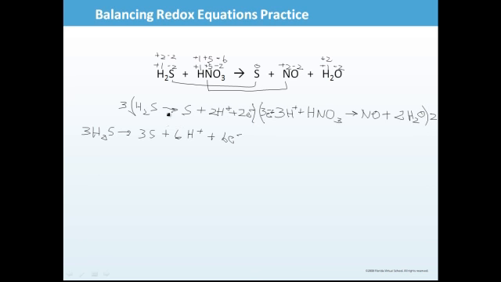Now I'm going to write it underneath the other one so we can add them together for the next step. So I'm going to have 6 electrons plus 6 hydrogen ions plus 2 HNO3 yields 2 NO plus 4 H2O. Okay, just multiplying everything by 2.